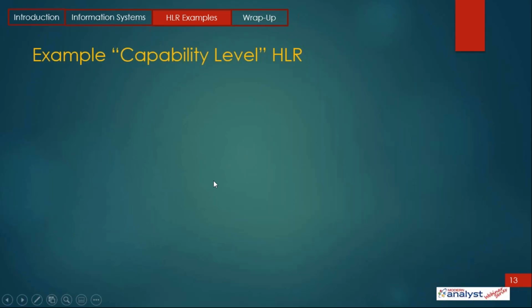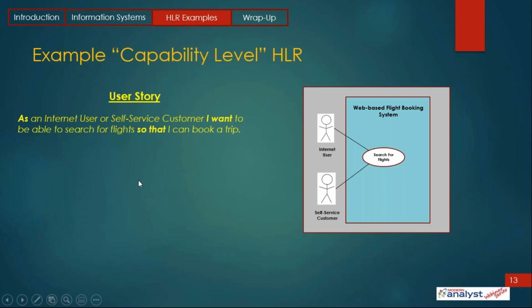All right, let's look at an example of what I call a capability level, high-level requirement. And let's pretend our project is one of those agile waterfall hybrids. So they want to be agile-like. So they're going to put their high-level requirement in a user story format. Okay, so we'll take this activity, that search for flights one that we added. So as a user story, how that would read is, as an internet user or self-service customer, I want to be able to search for flights so that I can book a trip.